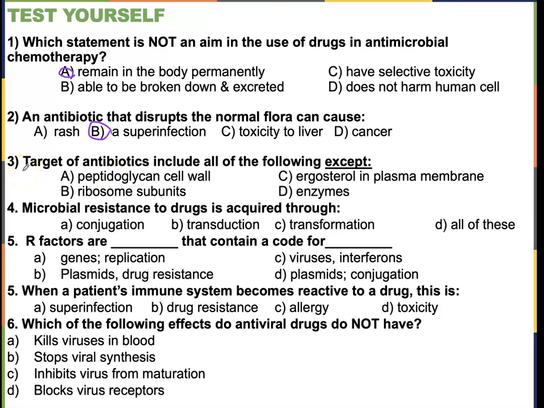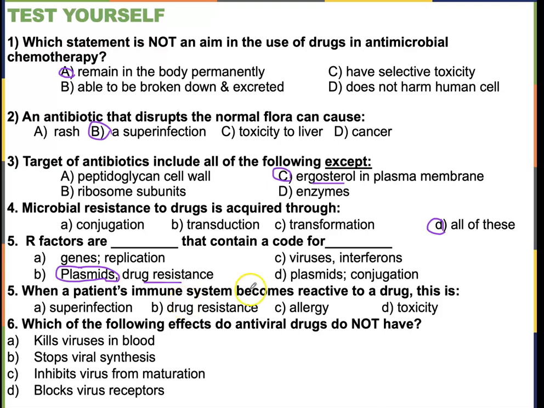Number 3, targeted antibiotics include all the following except. All right, the answer is going to be C because this is an antifungal. Ergosterol is in fungi and everything else is fine. Number 4, microbial resistance to drugs is acquired through. The answer is all of them. The R factors are blank that code for what? So R factors are plasmids. They are the whole circular piece of DNA. They're also called R plasmids that code for drug resistance.